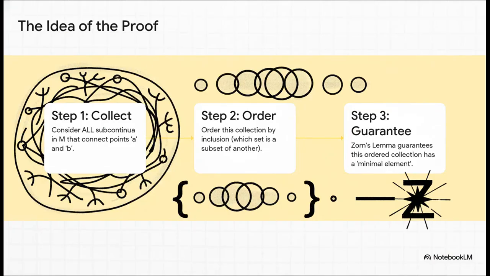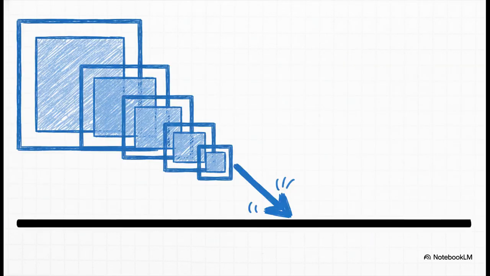The proof is basically a brilliant process of elimination. First, in step 1, you imagine gathering up every single possible subcontinuum within our bigger space M that successfully connects our points A and B. Then, for step 2, you organize this giant collection by a simple rule, inclusion. You just order them from biggest to smallest. And then, for the final step, we bring in a bit of mathematical magic to seal the deal. And that magic is called Zorn's lemma.